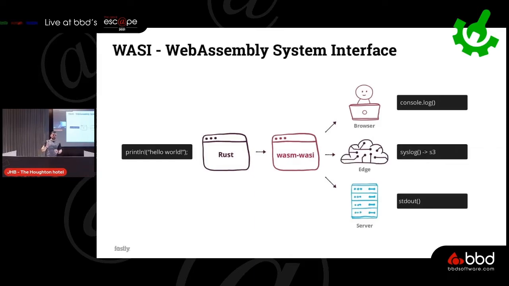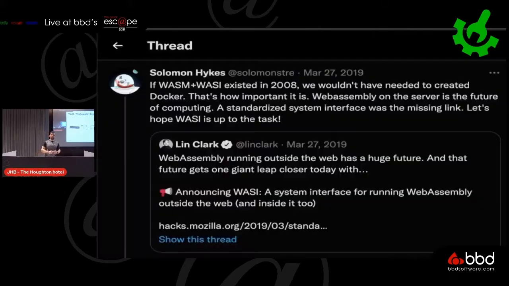The WebAssembly System Interface is an initiative to take what WebAssembly does so well and extend it beyond the web, allowing you to run your WebAssembly modules not only in the browser, but on the edge or on local bare hardware, which you will understand at a later stage during the talk. To bring this into perspective, everybody knows Docker, but the CEO of Docker stated on record on Twitter that if WASM and WASI existed in 2008, they would not have needed to create Docker. That's how important WebAssembly on the server is for the future of computing.